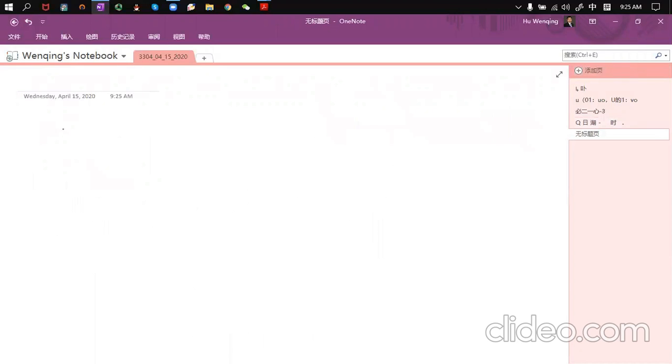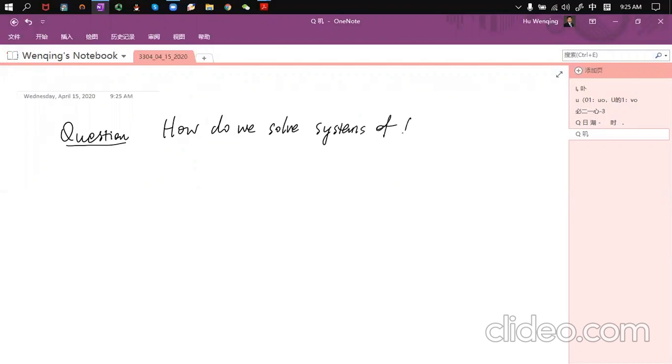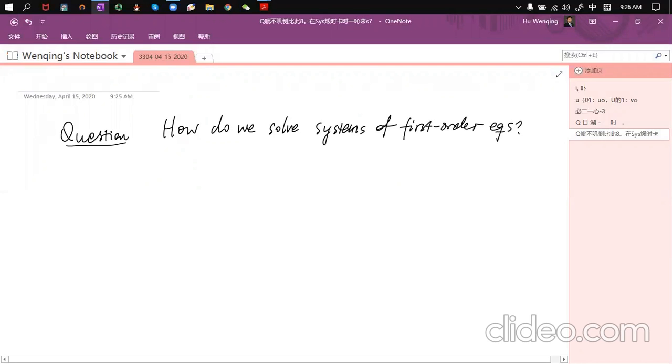So the question for the remaining part of the semester is how do we solve systems of first order equations? How are we going to solve the system of first order equations? Is there any particular method that can help you to solve them? Well, the idea is very simple.